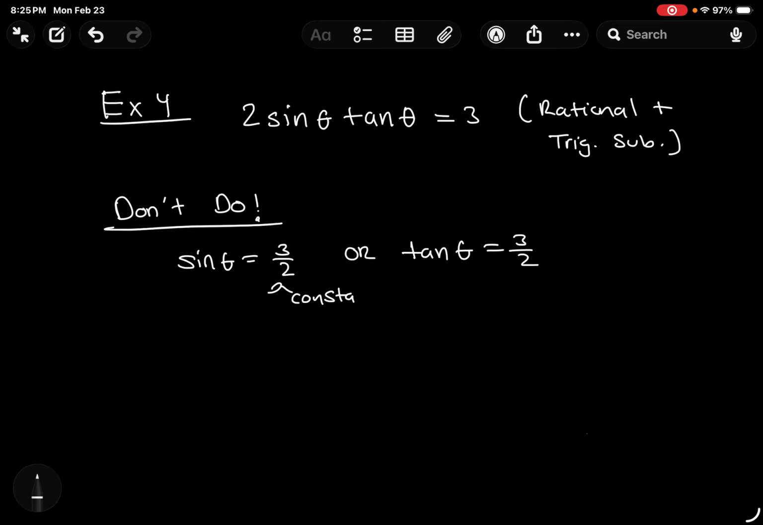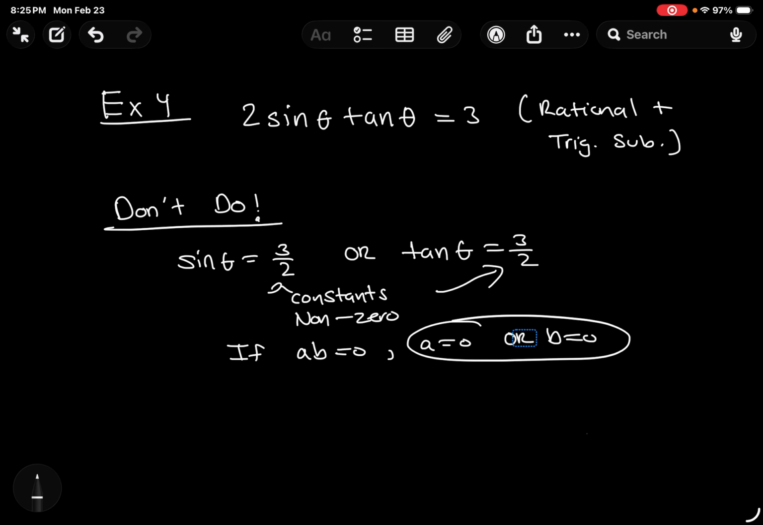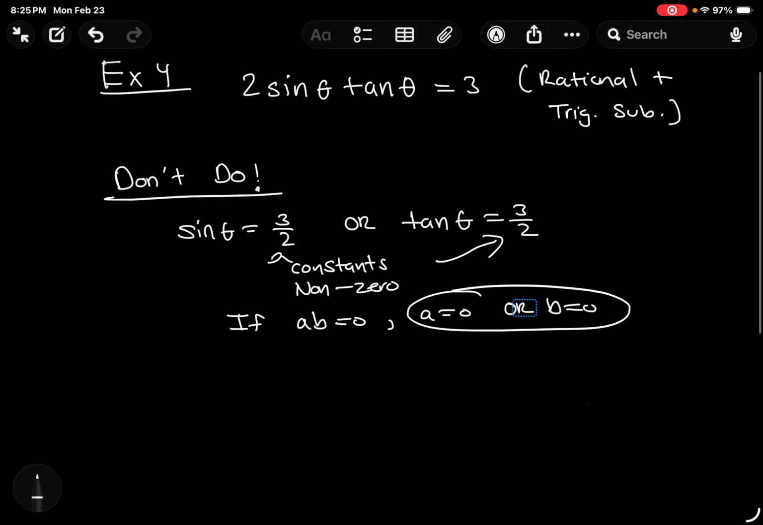These are constants, more specifically, non-zero constants, right? The zero product rule basically says that if AB is equal to 0, then A is equal to 0, or B is equal to 0. These guys need to be zeros for you to set it equal to 0, but they're not. These are non-zero constants, so you can't do that. So why don't we try doing this?